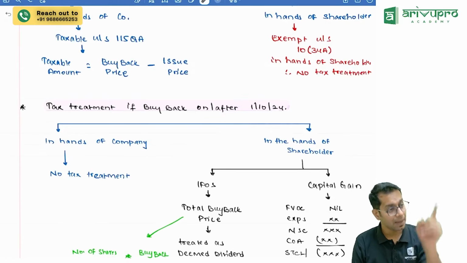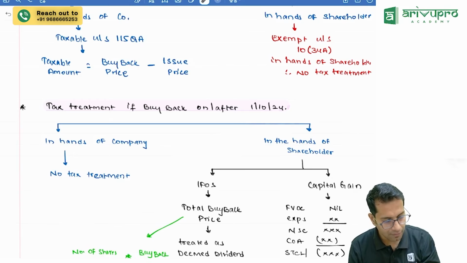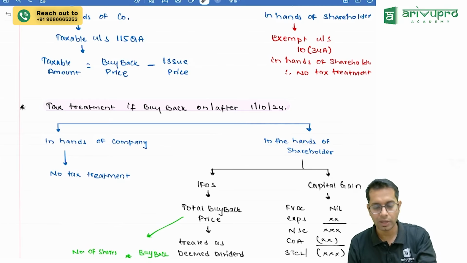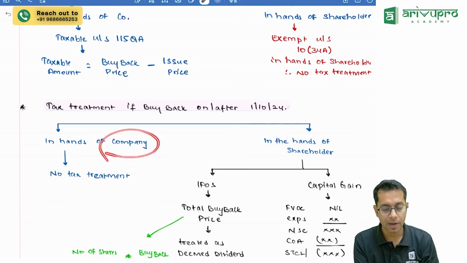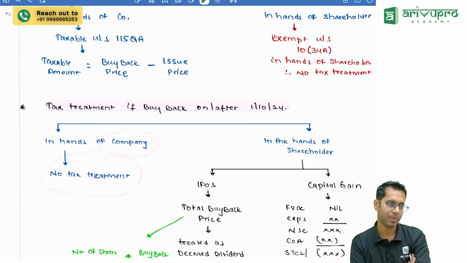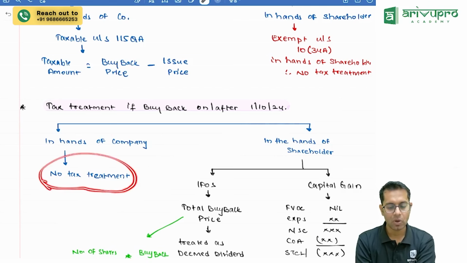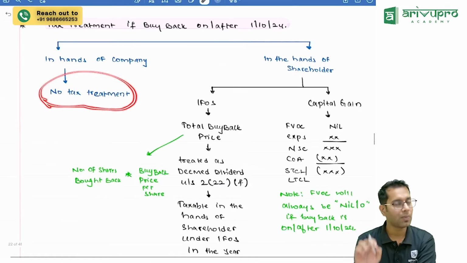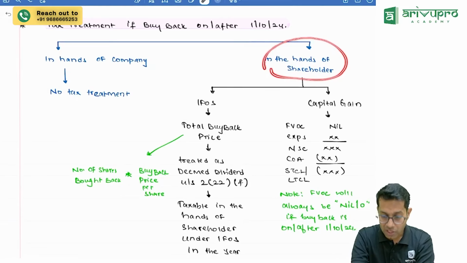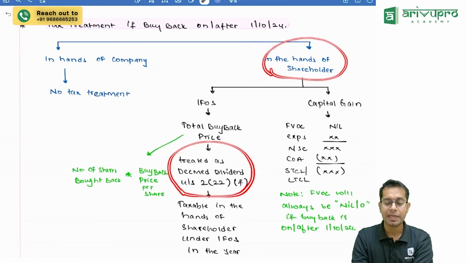If the buyback is happening on 1st of October or anytime after 1st of October, what the new law says is, in the hands of company, there will be no tax treatment. In the hands of company, I'm not going to tax it at all. And in the hands of shareholder, I'm going to call it as deemed dividend.